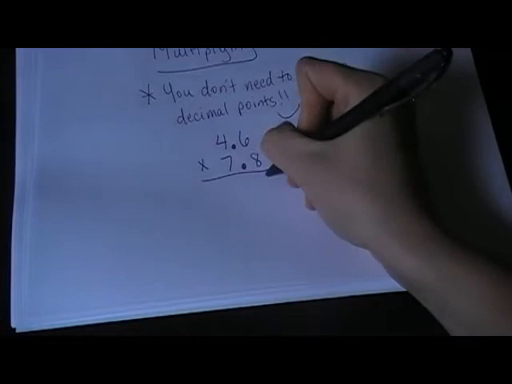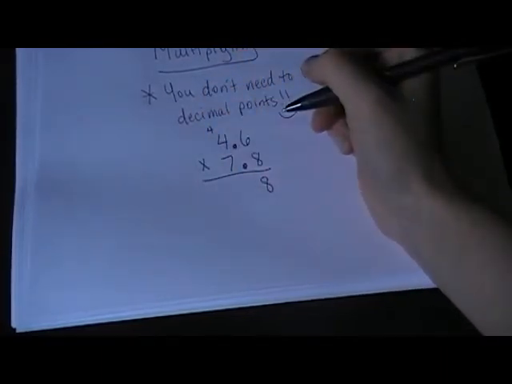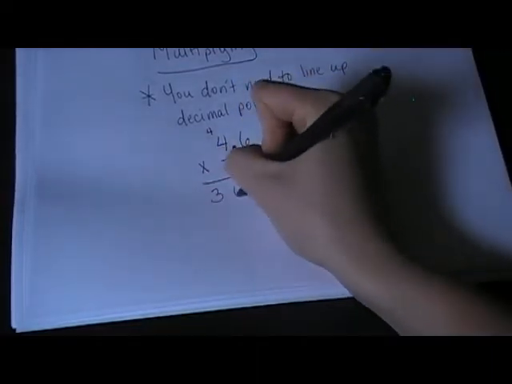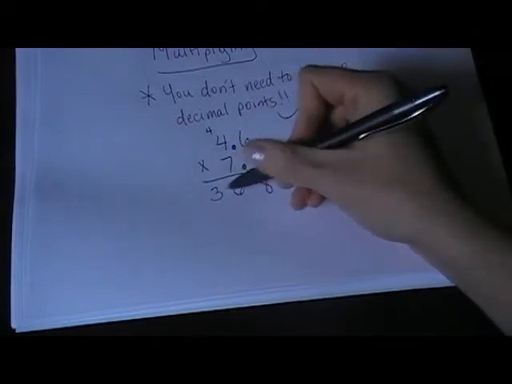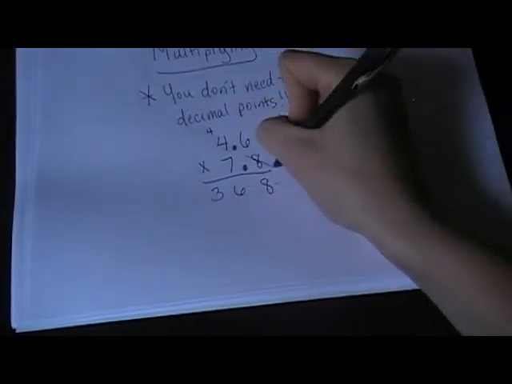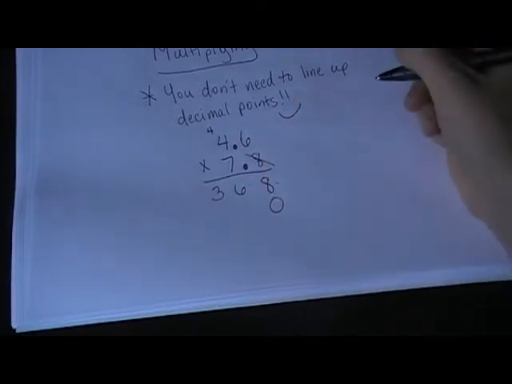So 8 times 6, 48. 4 times 8 is 32. Plus 4, 36. Now, don't put your decimal point in the partial product. Leave it until the end. Now, we're done with this number, and now we're going to start multiplying by 7. That you need your placeholder for.